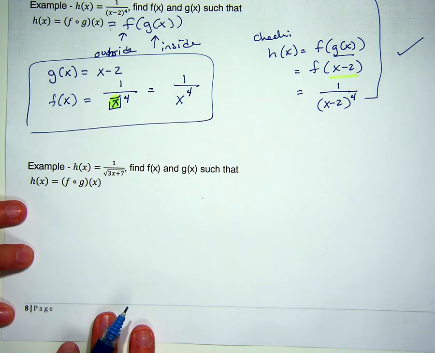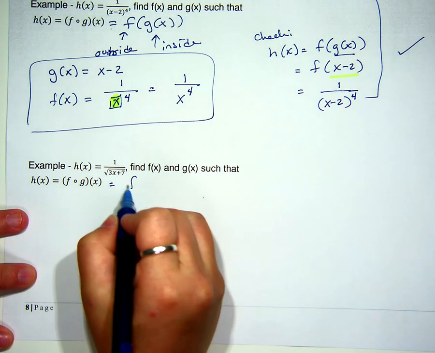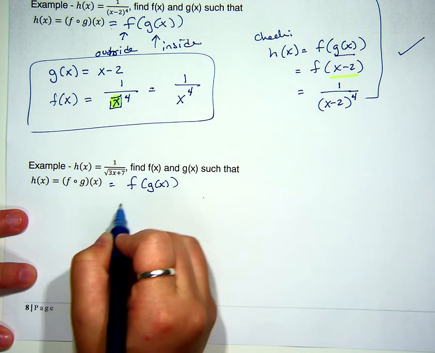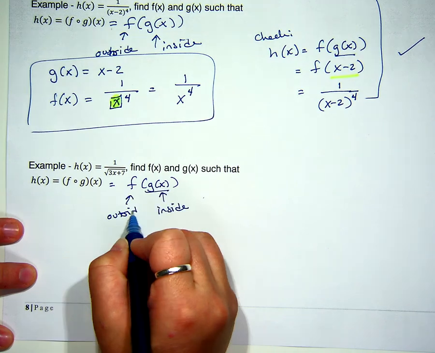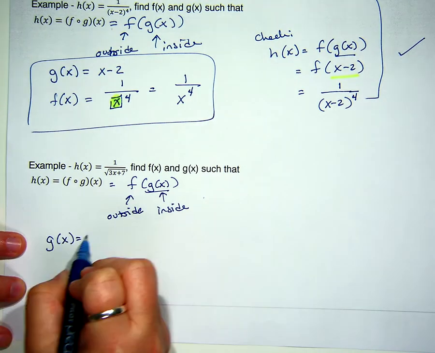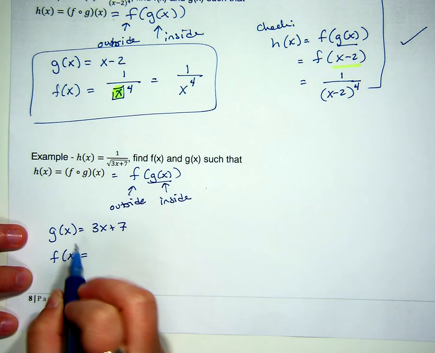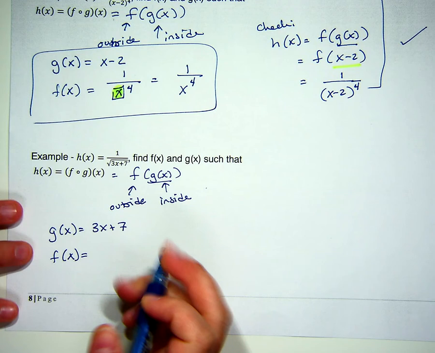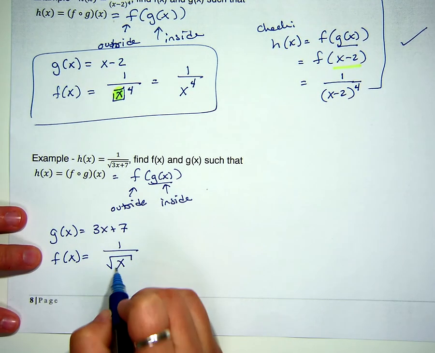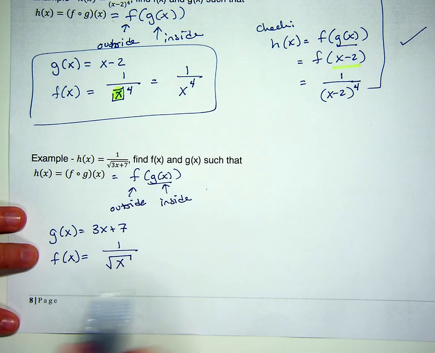Let's do another one. Again, we want f of g of x. Again, this is your g of x is your inside, f of x is your outside. Looking at this function, you'd say probably that your g of x is 3x plus 7. And you might say that your f of x, your outside, is what's left. Well, I have 1 over radical. Well, I can't just have 1 over blank radical. Again, I have to have a variable, so I'm going to put an x there. Well, let's see if this works.